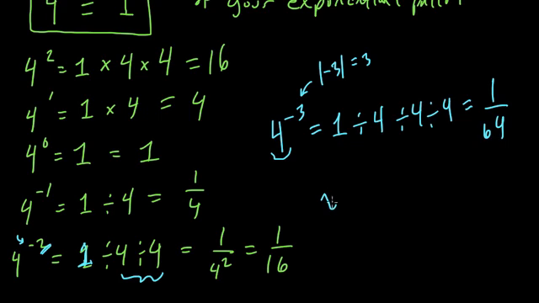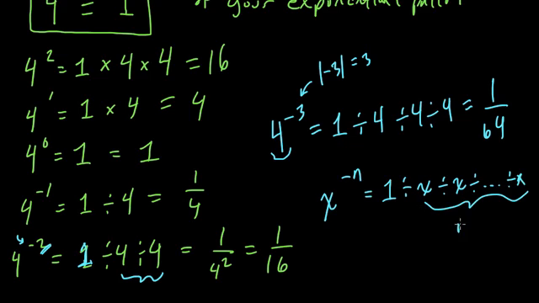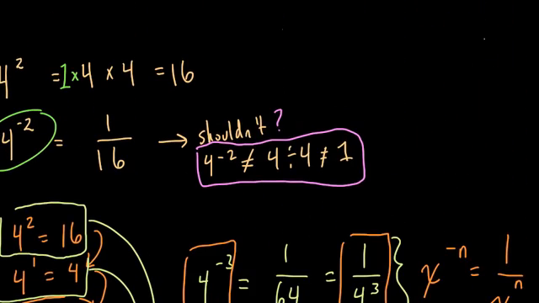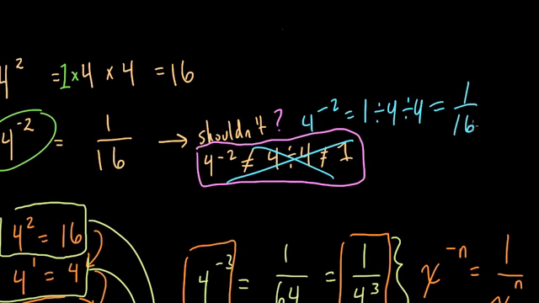So again, x to the negative n equals 1 divided by x, divided by x, and so forth, n times. If you want to think about it that way, that might really help you deal with this confusion. So 4 squared does equal 1 times 4 times 4, and 4 to the negative 2 doesn't equal 4 divided by 4. To rewrite this, it equals 1 divided by 4 divided by 4, which is 1/16. All right, so I hope this helped.